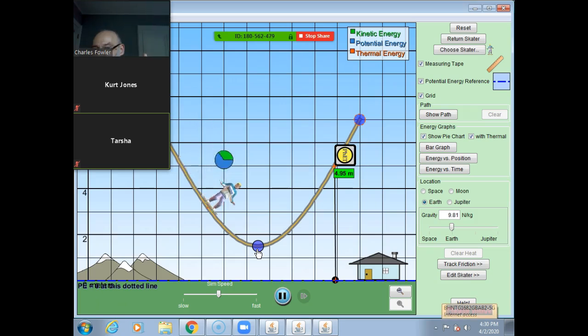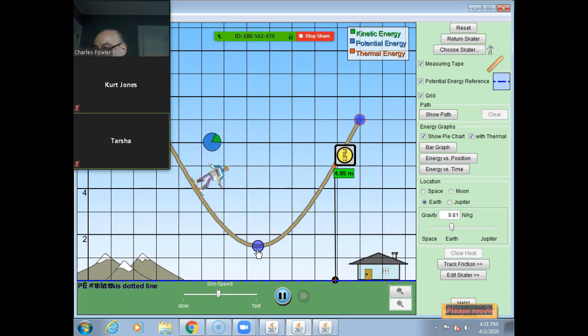Let me give you a hint. Mechanical energy is conserved. So the mechanical energy at the top is the same as the mechanical energy at the bottom. Right? Yes or no? Yes. Okay.